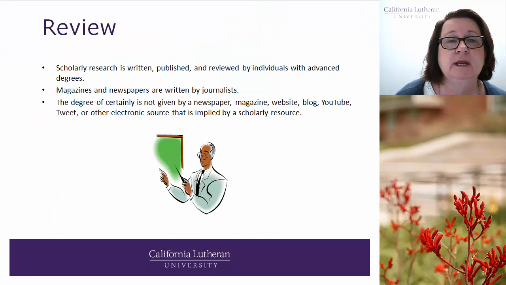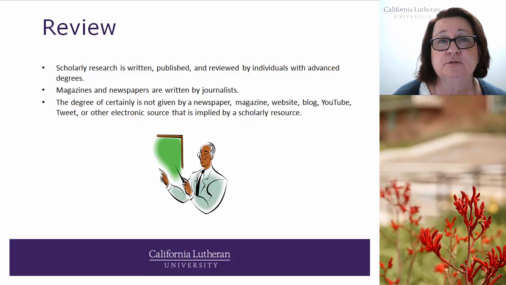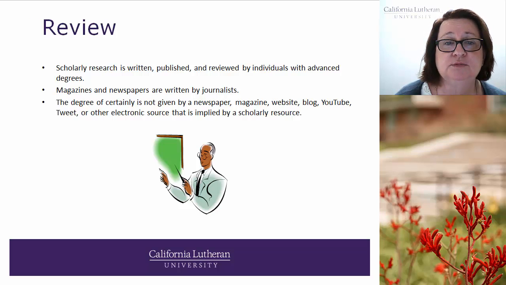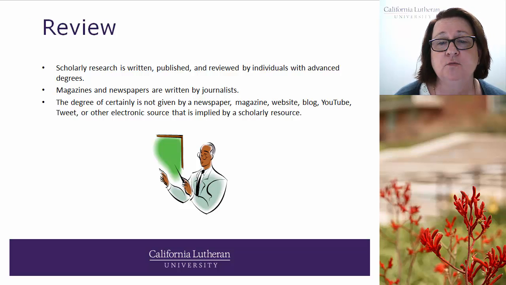So to review what we've covered today, you know that scholarly research is written, published, and reviewed by individuals with advanced degrees. Magazines and newspapers are written by journalists. Wikipedia is written by the world. The degree of certainty is not given by the magazines, the newspapers, the websites, the blogs, and the YouTubes, tweets, or other electronic sources that are implied by scholarly resource. So use those scholarly resources first and fill in with others.